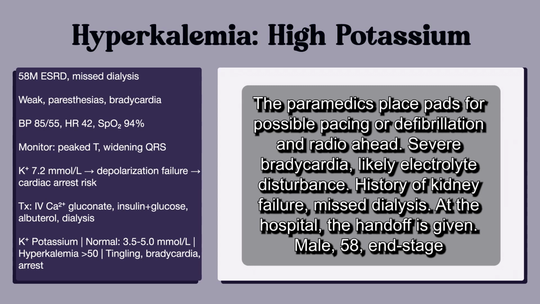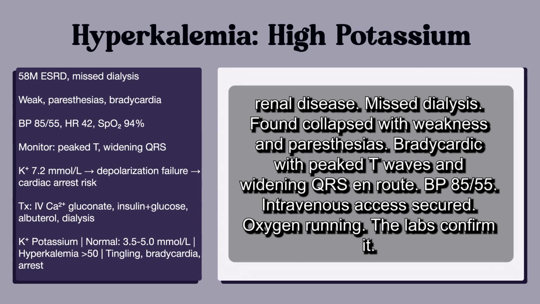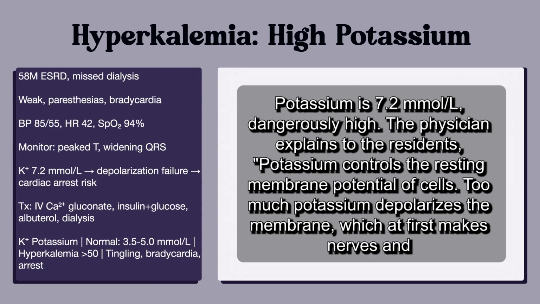At the hospital, the handoff is given. Male, 58. End-stage renal disease. Missed dialysis. Found collapsed with weakness and paresthesias. Bradycardic with peaked T waves and widening QRS en route. Blood pressure 85/55. Intravenous access secured. Oxygen running. The labs confirm it. Potassium is 7.2 millimoles per liter, dangerously high.